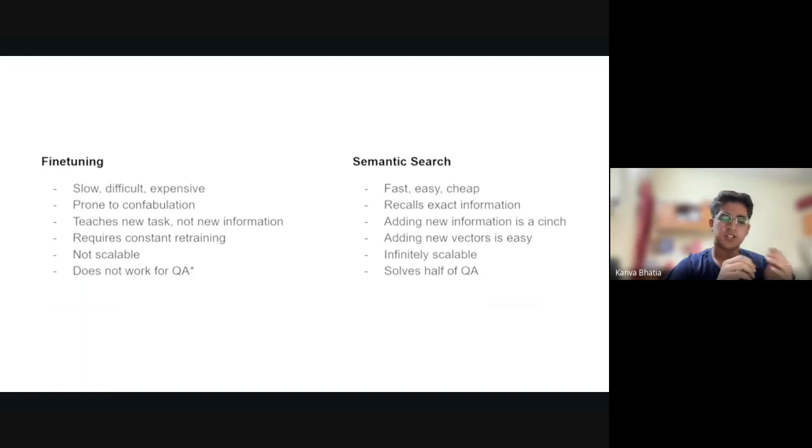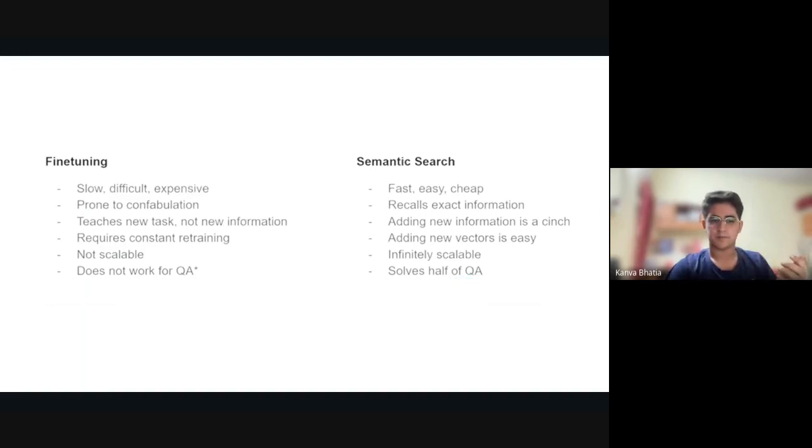Fine tuning in most cases does not work for Q&A because whatever data we train our model on is limited. So it can hallucinate, right? So it doesn't work for Q&A. But semantic search recalls exact information, right? So it can work for Q&A for context base. Okay.